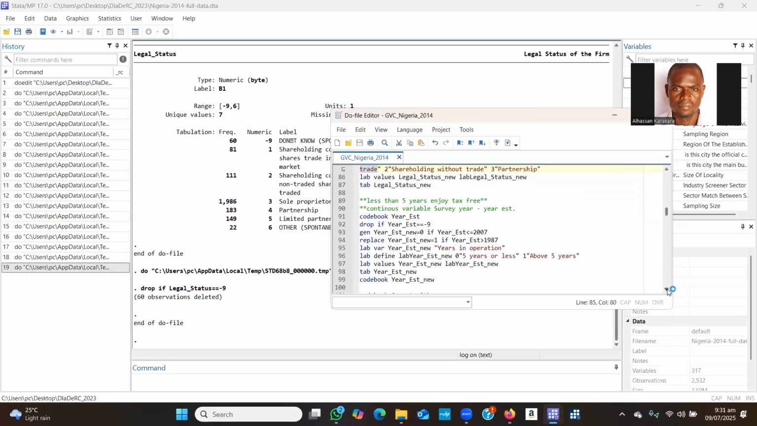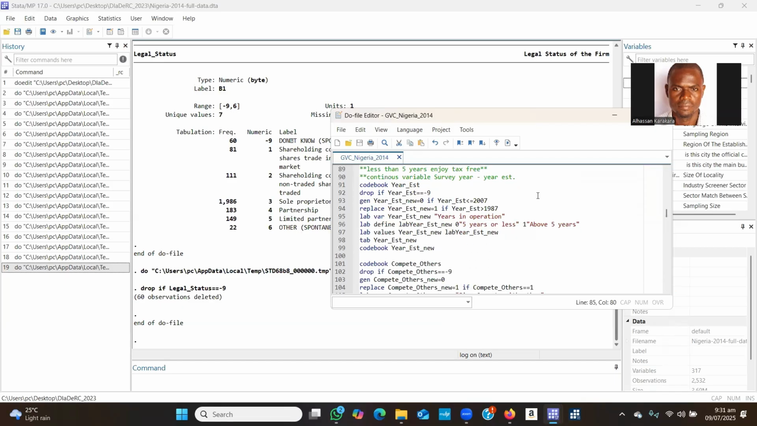So this is how you go about naming and recoding your variables. Let me take you through the last recoding, then we are done. This one is talking about the year established. In this data, I wanted to know the number of years the firm has been in operation, but the number of years in operation was not captured in the data. The year the firm was established was rather indicated, so I used that to calculate the number of years the firm has been in operation since its establishment.